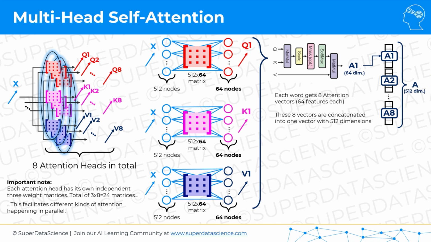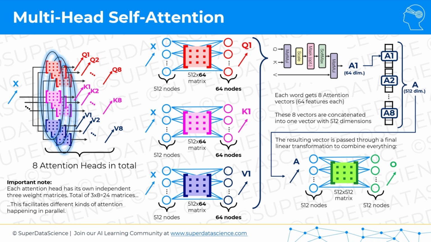It would be very arbitrary to just leave them like that, so that they're separate. What if the transformer needs an opportunity to combine the attention knowledge that it has developed? And so the resulting vector is going to pass through a final linear transformation to combine everything. That's where a vector A with 512 nodes goes through a 512 by 512 linear transformation matrix.